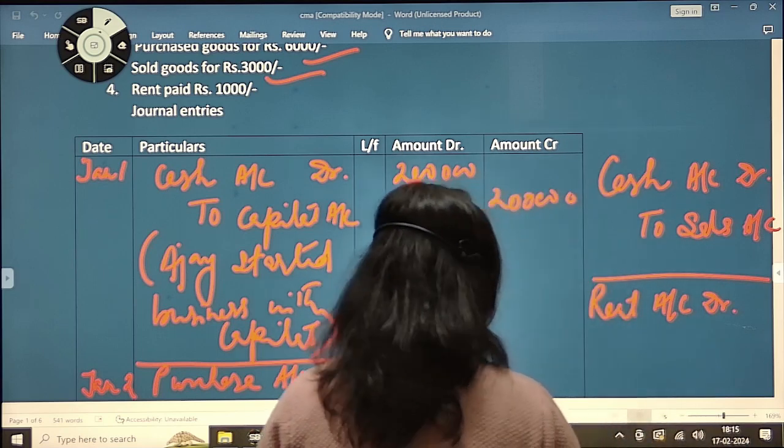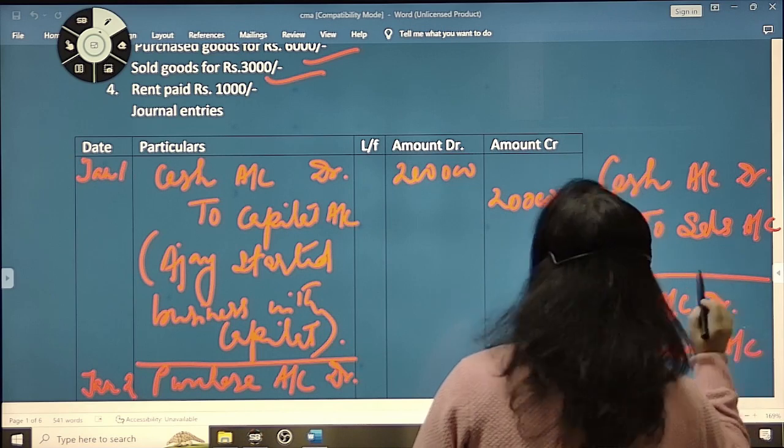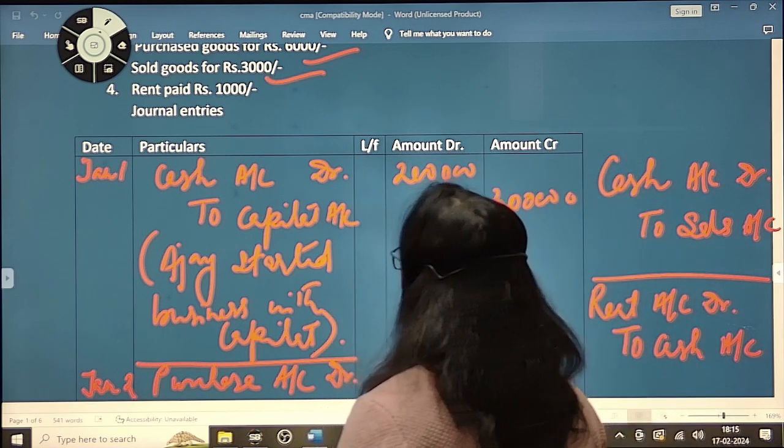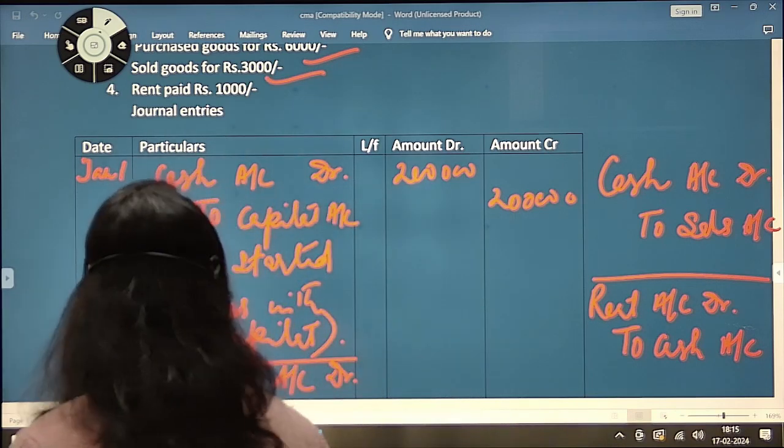So rent account is debited, because money is going out. Cash is paid, yes, to cash account. Okay, so you have to write down the amount, 1,000. So this way we can write down the journal entries in this proper format.